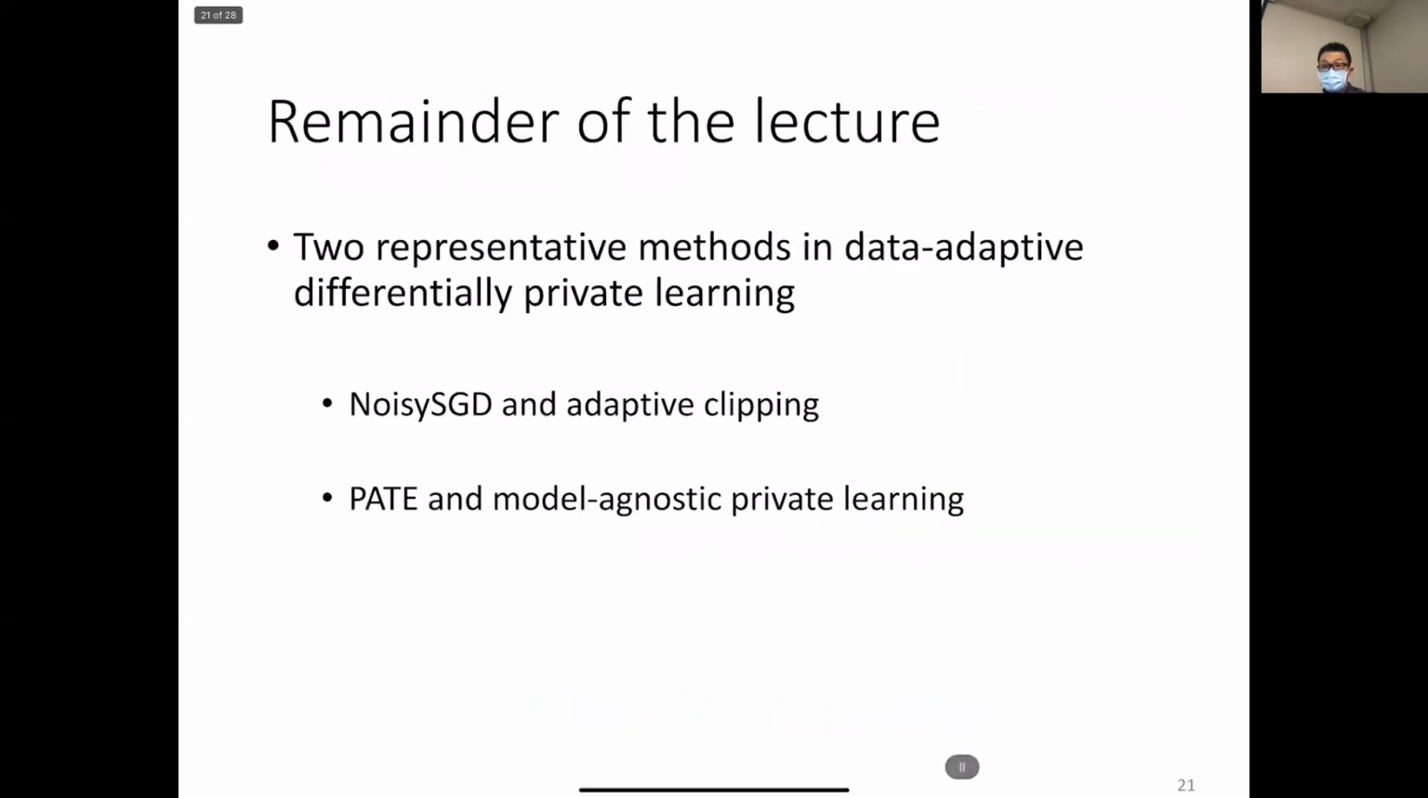Okay, so it's 2:22. We'll take a 5 minute break, and when you come back, we'll talk about two somewhat more recent examples of data adaptive differentially private machine learning: noisy SGD, and the knowledge transfer framework of private aggregation of teacher ensembles. Okay, I'll see you guys at 2:27.